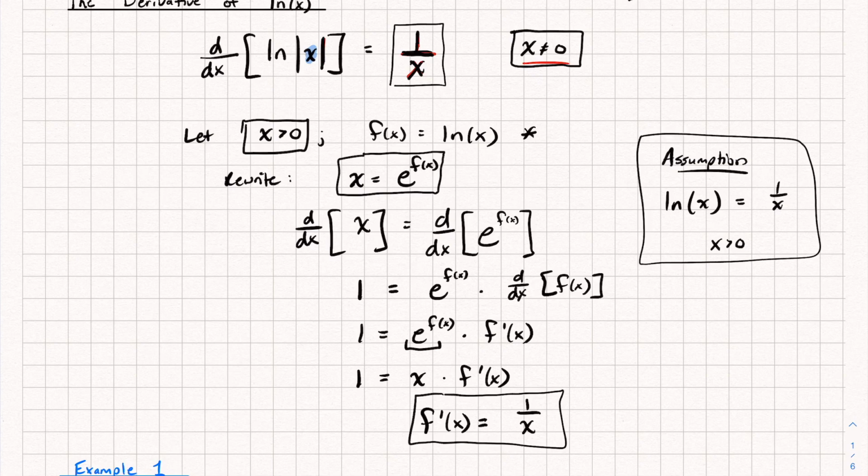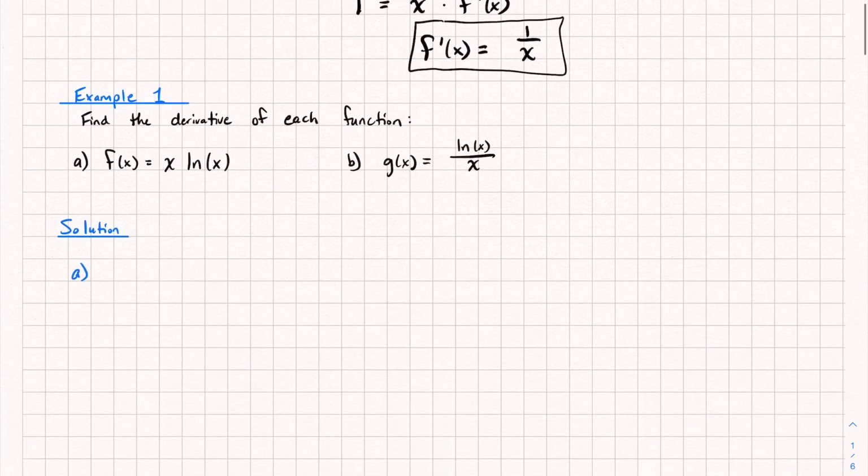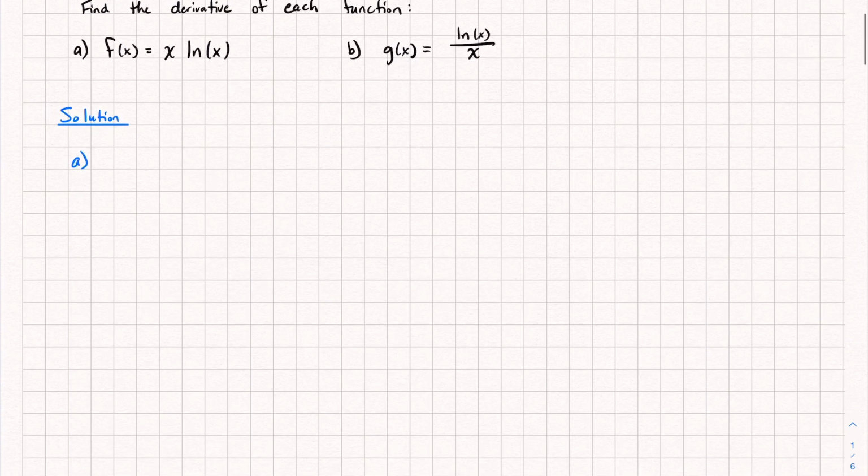All right, so we're just going to dive straight into some examples, essentially part A and part B. So find the derivative of each function. F of x is equal to x ln of x is for A. So I'm just going to copy that problem down.